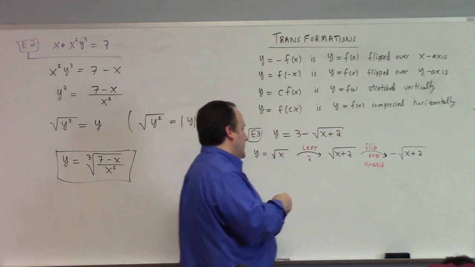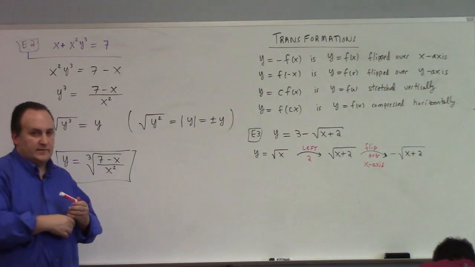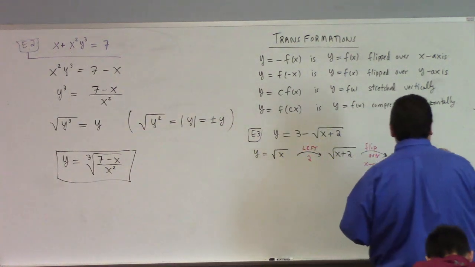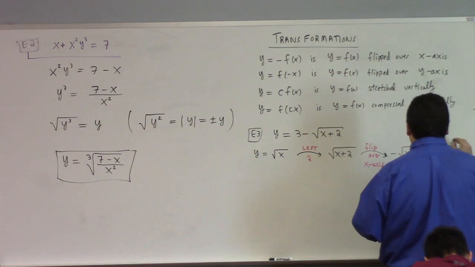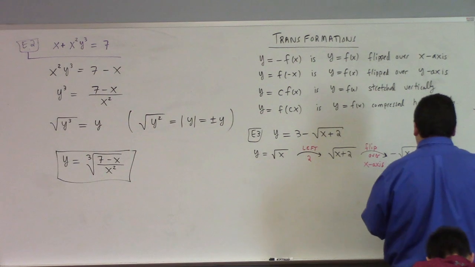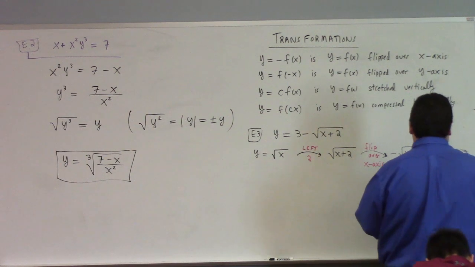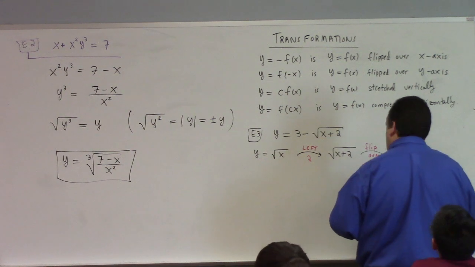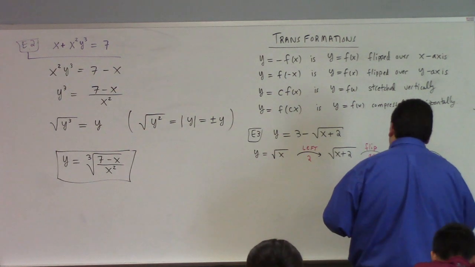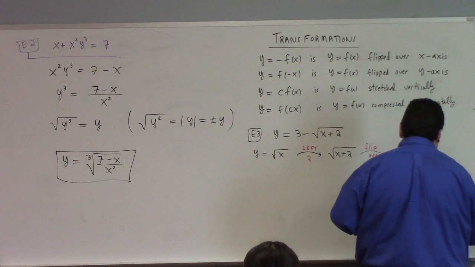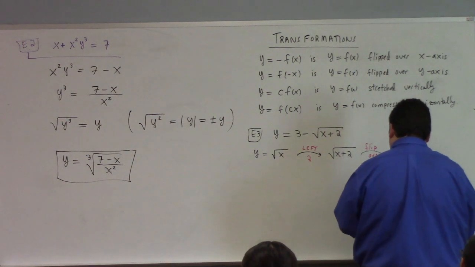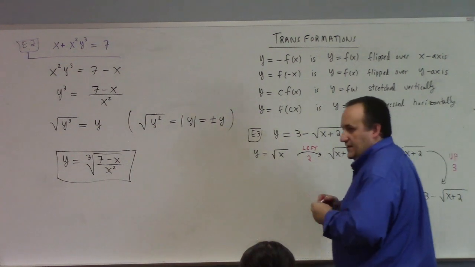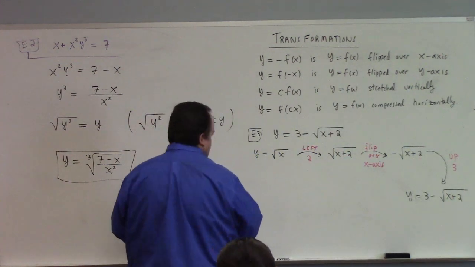And then what else? We still have one more move, right? One more move. Yep, we go up. Up 3, yeah. So we have y equals 3 minus the square root of x plus 2. All right, so that's the game plan. Now let's actually carry it out.